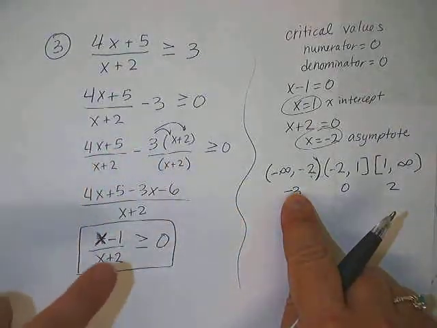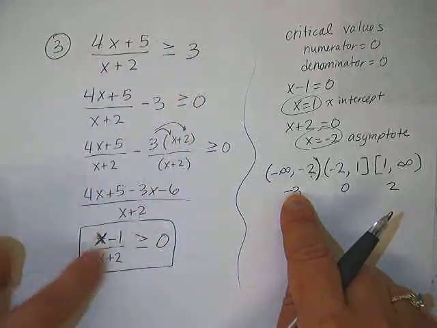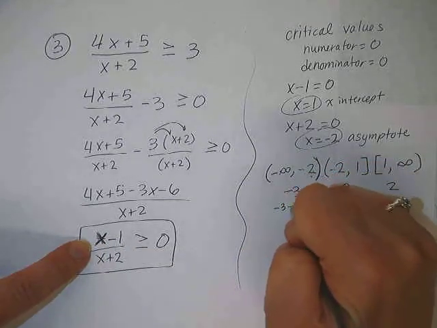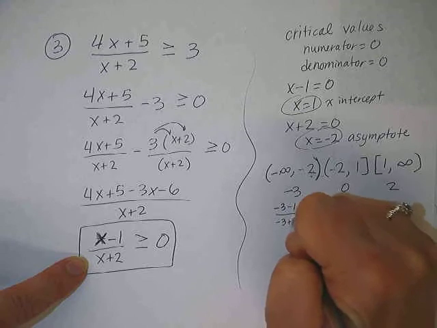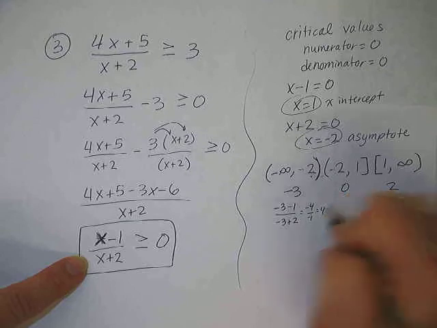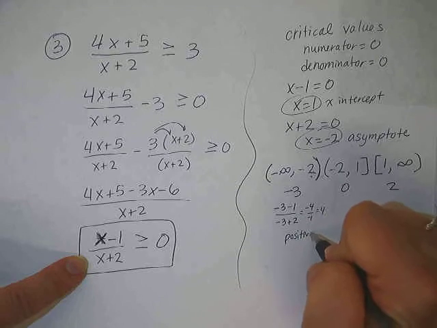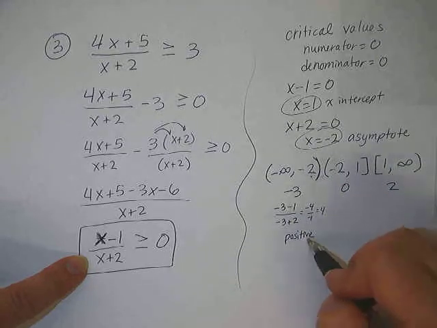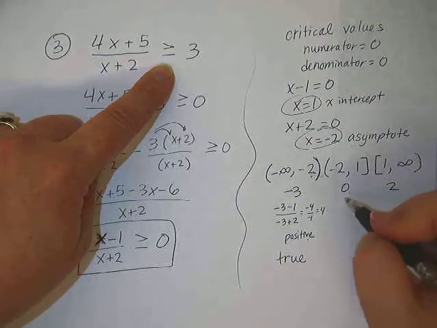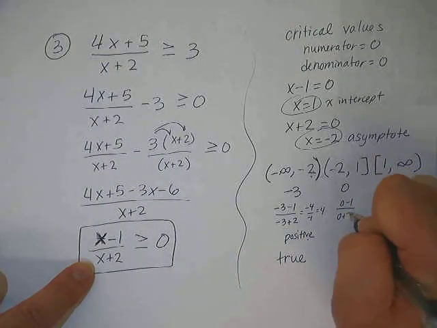Okay, now we can pick our test numbers, negative 3, 0, 2. We plug them into this answer here. Don't plug them into the original, because then it'll be greater than 3. Plug them in here so that it's greater than 0. Okay, so we go negative 3 minus 1 over negative 3 plus 2. That gives us a negative 4 over negative 1, which is a positive 4. I care less about the fact that it's a positive 4 than I care about the fact that the answer is positive. That's the important part. So since this is positive and since our problem is greater than, that answer is true.